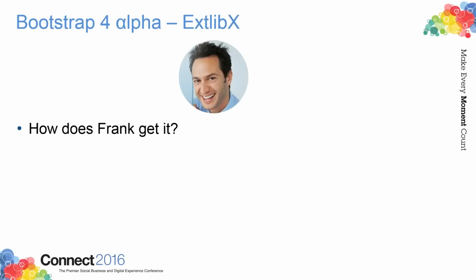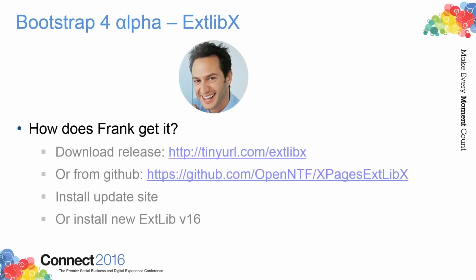So let's bring Frank back into the picture. How does Frank get this new Bootstrap 4 alpha work for XPages? Well, he can download the latest release from the extension library X OpenNTF page, or he can get it from GitHub. There's a zip file there which provides the update site, which you can use to install to your server and to Designer. Or, as I mentioned earlier, you can simply install the latest extension library version 16. xlibx is packaged in there when you install it from OpenNTF, and you can start to play around with it.